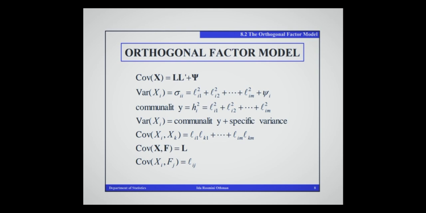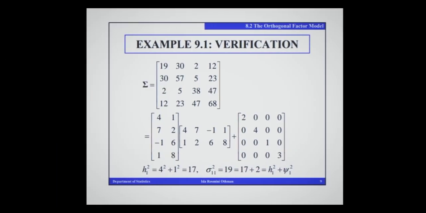And then also know that the covariance between matrix X dan matrix F adalah factor loading matrix. Okay, so the covariance between the X and F adalah factor loading element. Okay, dia punya covariance. You boleh bayangkan tak dia punya matrix. Okay, let's say here.